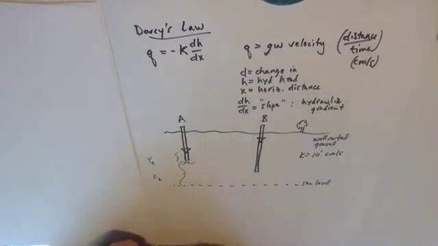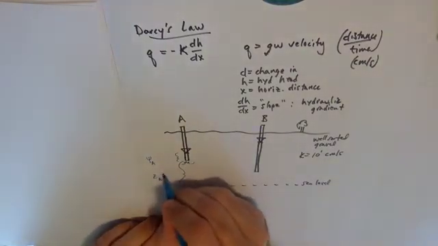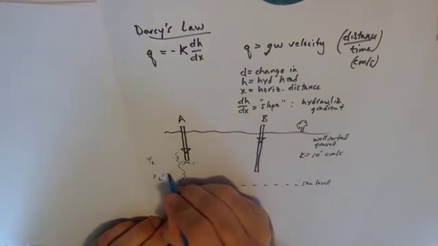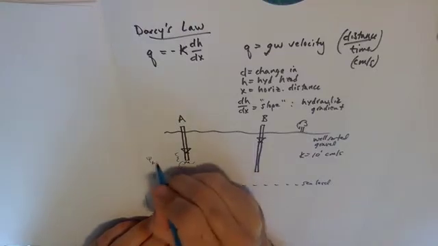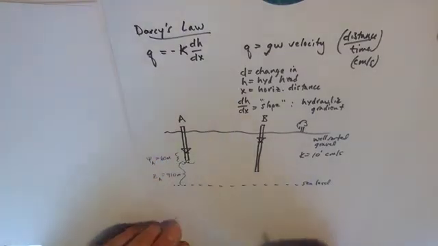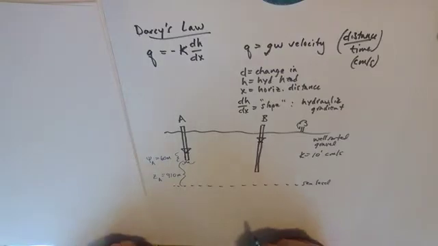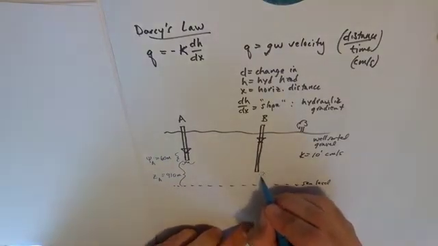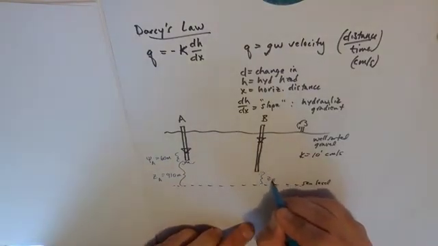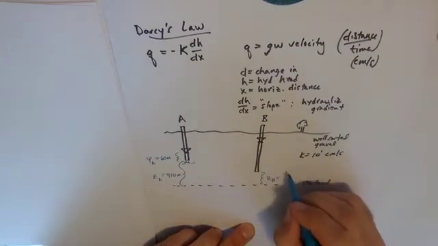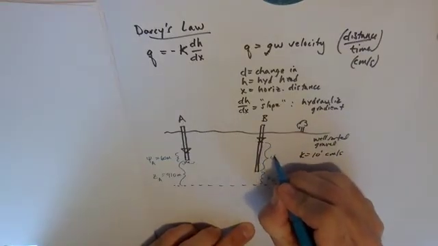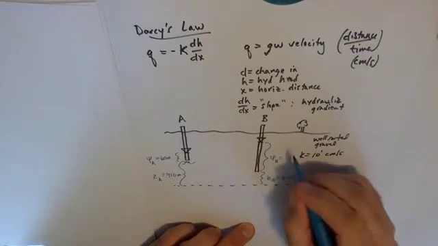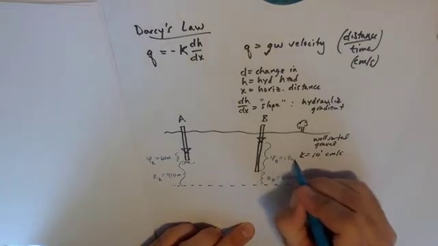And I'll just give you some numbers here. Let's say that this is 910 meters. And this is 60 meters. And over here we'd have the same thing. This is ZB, the elevation head for well B. And let's say that's 850 meters. And this is the pressure head for B. And let's say that's 130 meters.